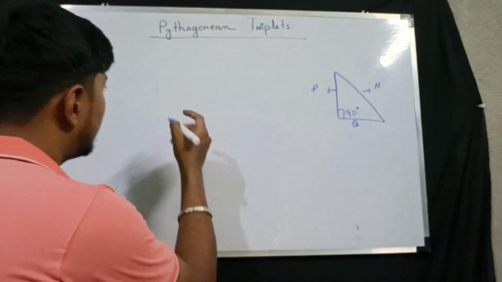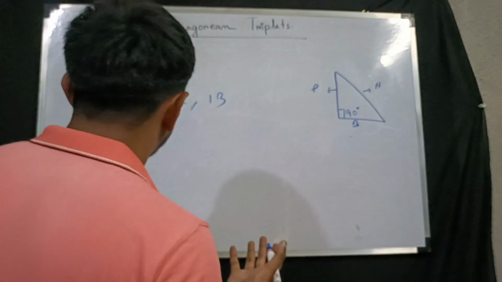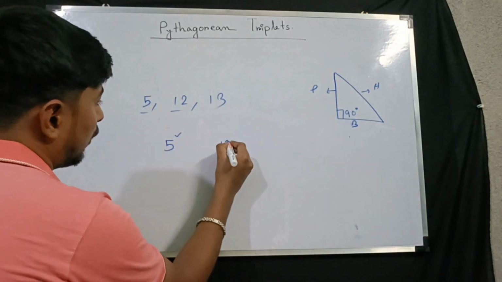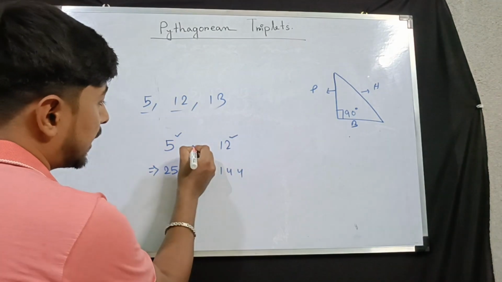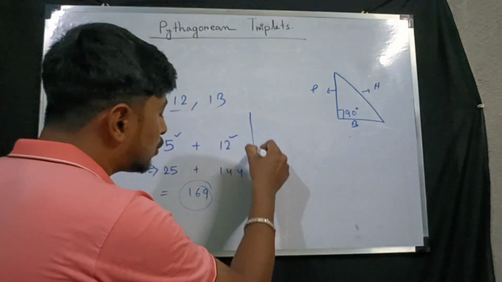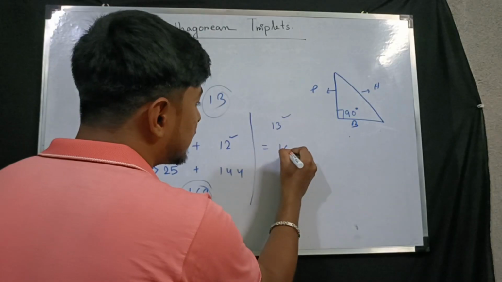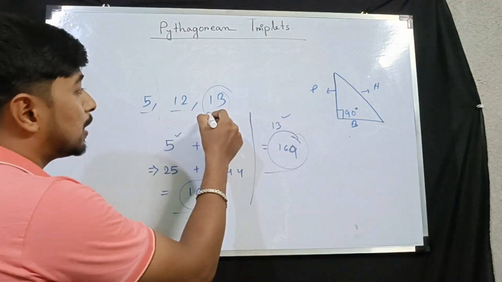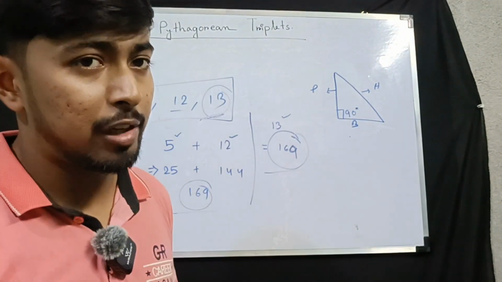I am giving you an example like 5, 12 and 13. What I have said is that if we square the first two numbers, like 5 square and 12 square, 5 square means 25 and 12 square means 144, right? And then add them. If we add them we get 169. The result will be the square of the third number. The third number is 13, and 13 square is 169. So you can see that the result is equal to the square of the third number. That is why these numbers are called Pythagorean triplets.